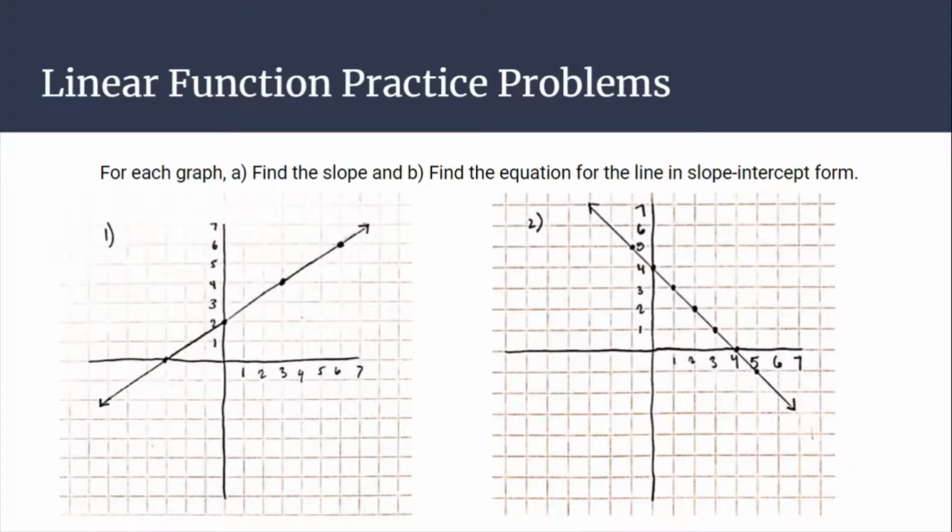To wrap up our video, let's end with some practice problems. Here we have two graphs of two different linear functions. For each graph, A, find the slope, and then B, find the equation for the line in slope-intercept form. Please pause the video and try these questions on your own, and then we'll go over them together.